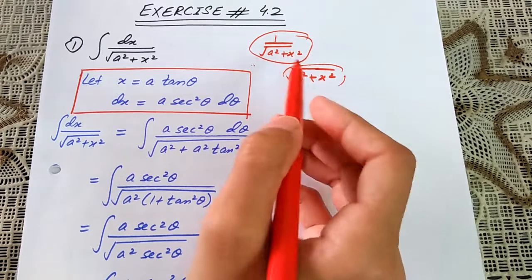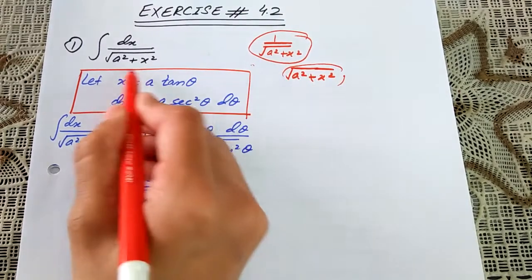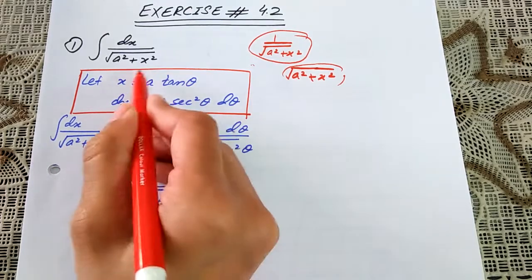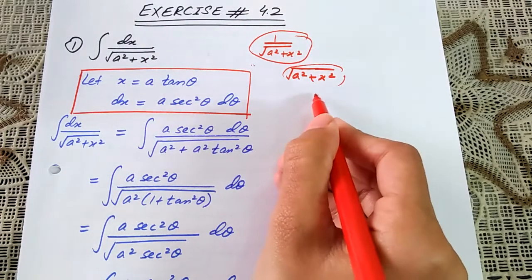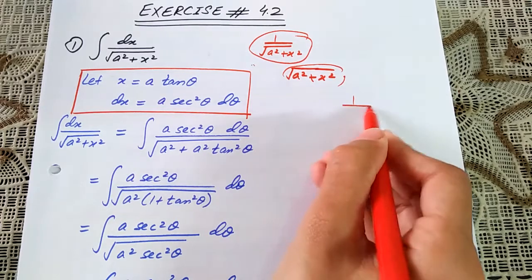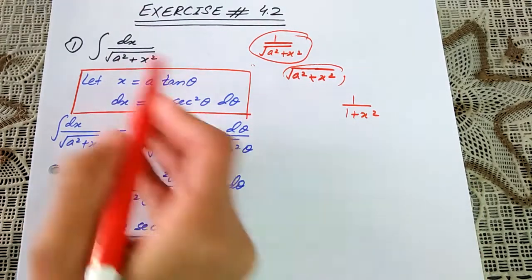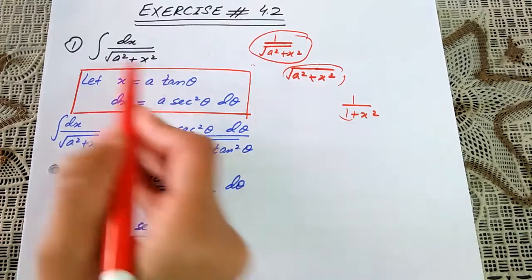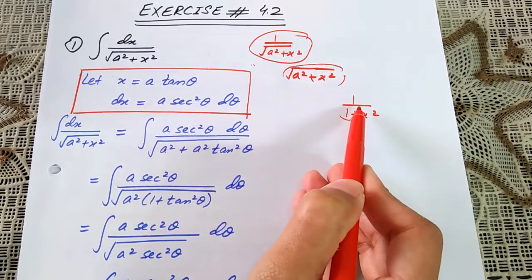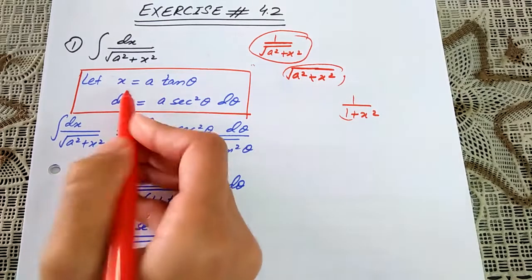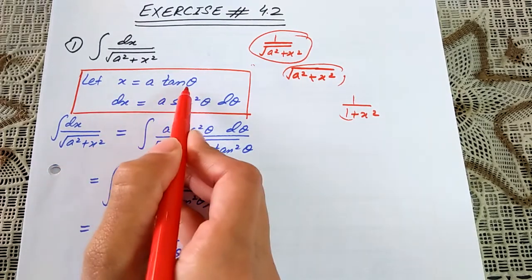Here, you know very well, this is a hint for what kind of substitution we have to do in this question. You know that the derivative of tangent theta is secant square, and 1 over 1 plus x square is the same kind of function. This one can be treated as a square. So this is a hint that you can use the substitution: let x equal a tangent of theta.